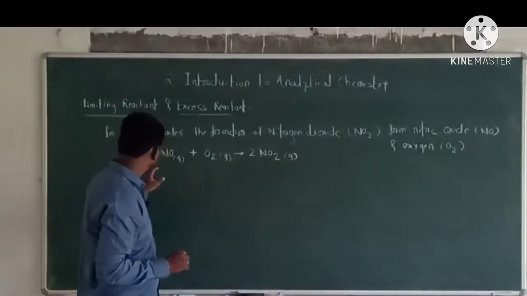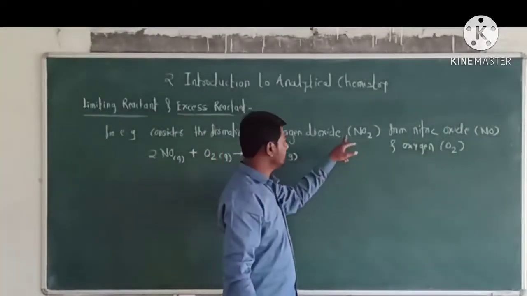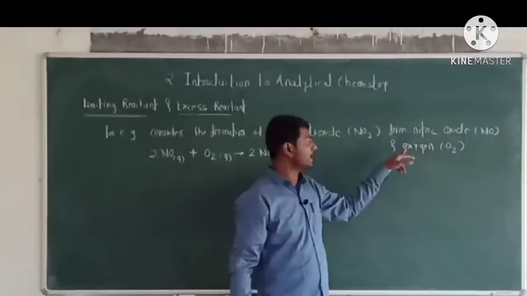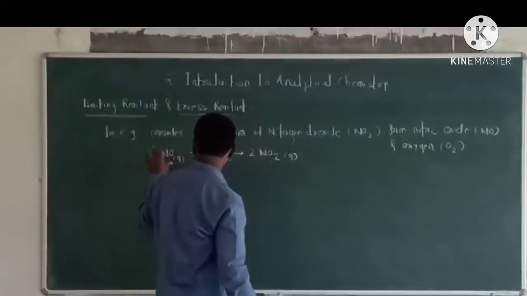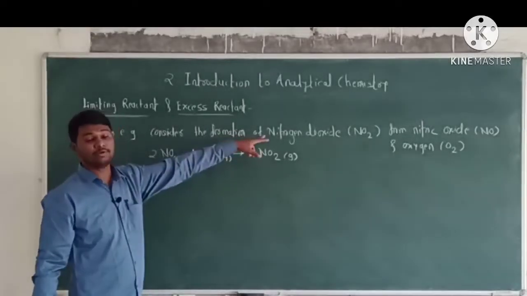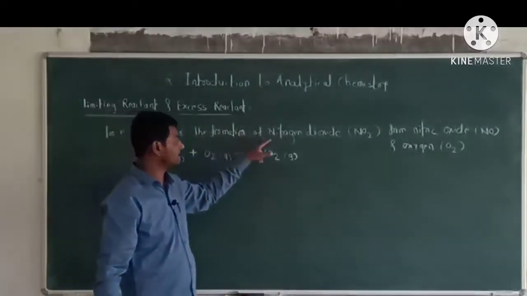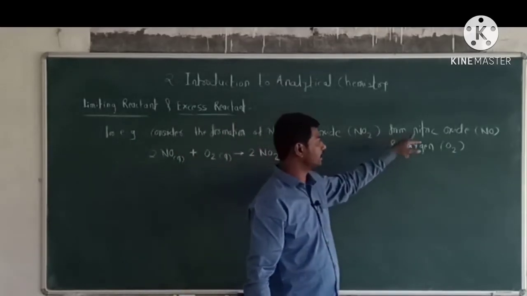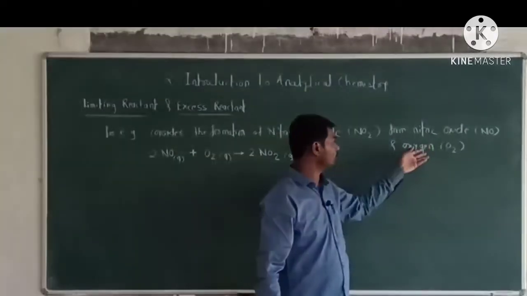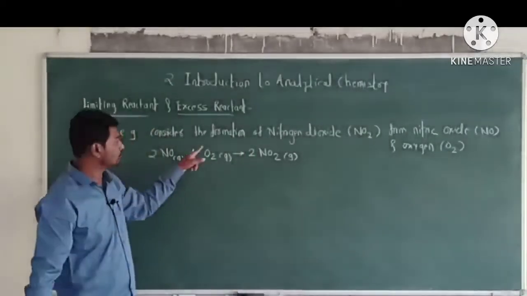For example, consider the formation of nitrogen dioxide, that is NO2, from nitric oxide, that is NO, and oxygen, that is O2. This is the balanced chemical equation of this formation.